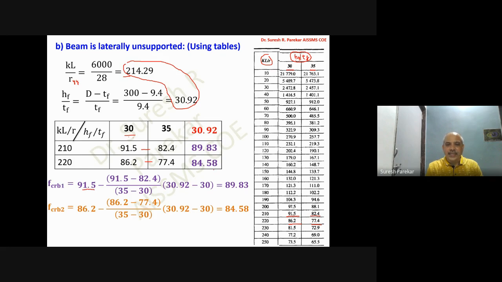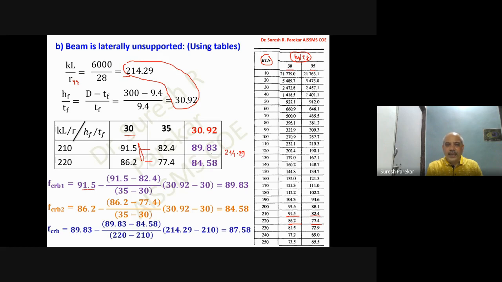And as it is 30.92, this value should be close to these values. And we have 89.983 and 84.58. Now for FCRB2 we will get 84.58. Now we have to find the value for 214.29. So somewhere in between these two, 214.29.